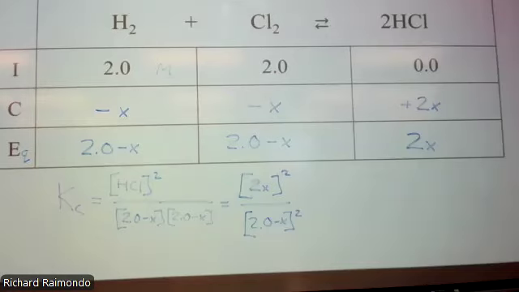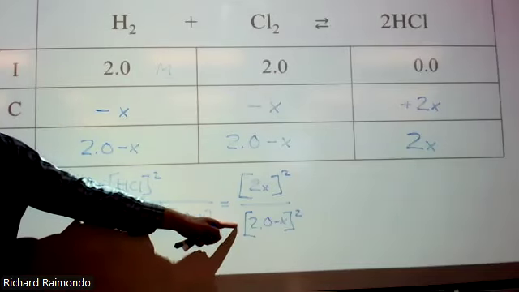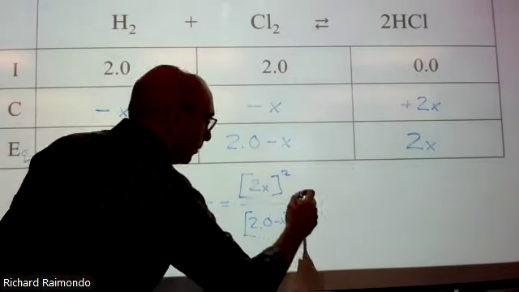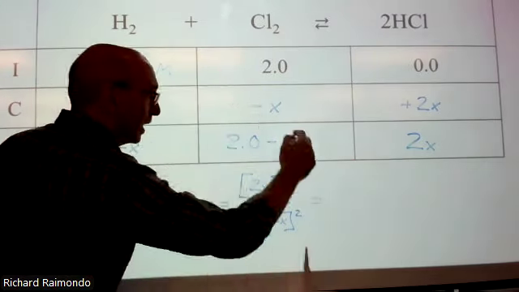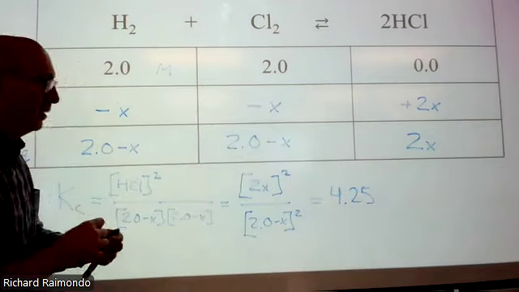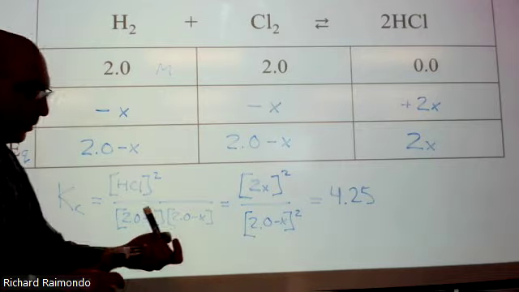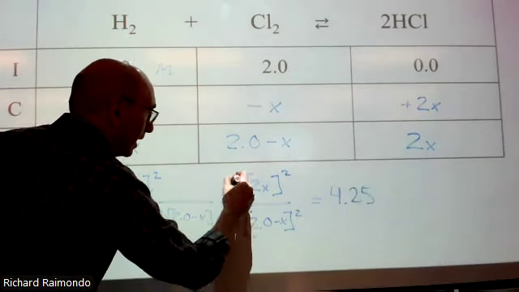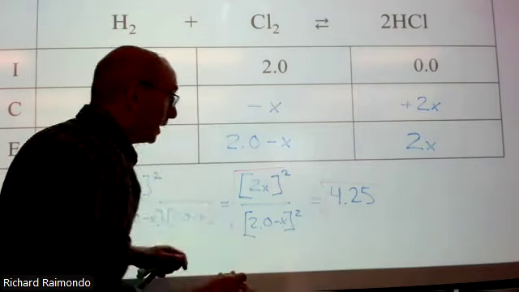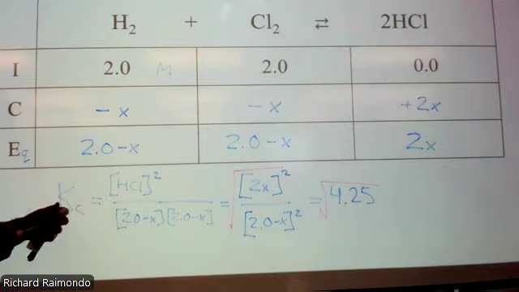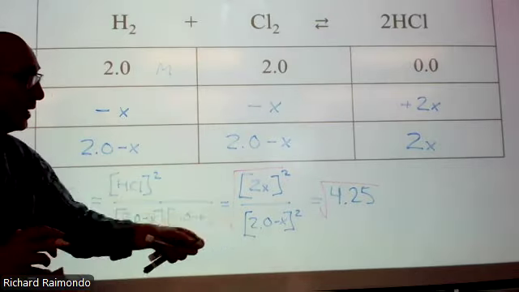All right. What do we know about this? If we got something squared on the top and something squared on the bottom, what can we do? Take the square root. And remember, this is equal. They gave us a value for this. This is equal to 4.25. So if we take the square root of both sides, we can actually solve this without using a quadratic equation. You can if you want to. I try to stay away from that, but we can solve this.